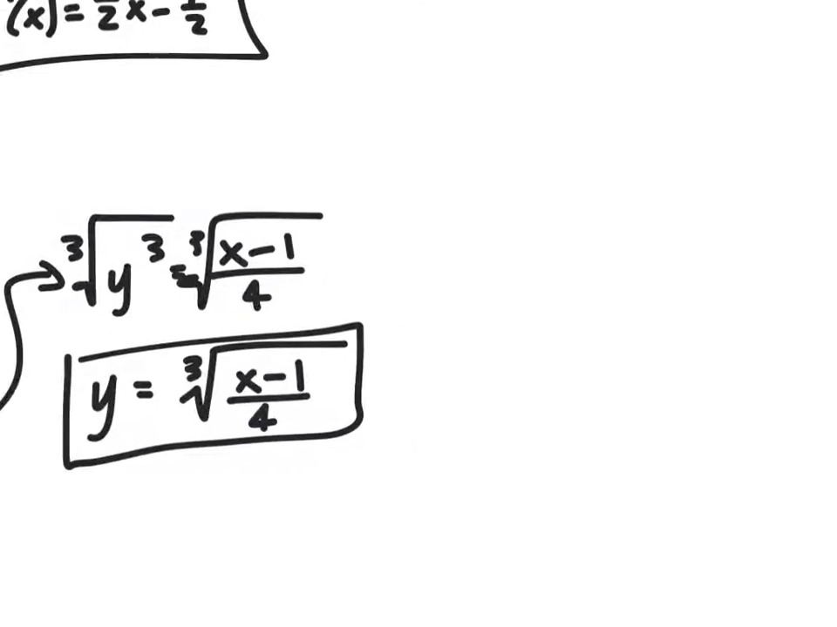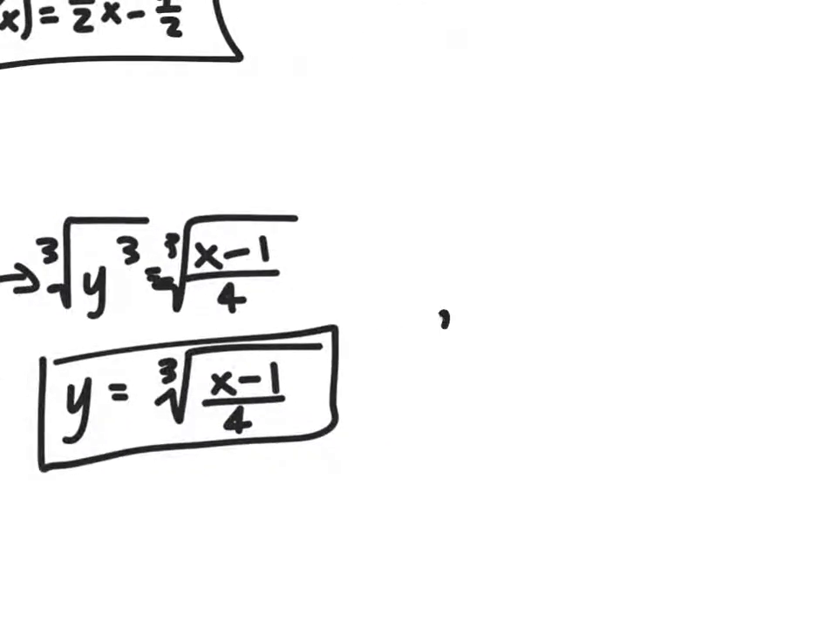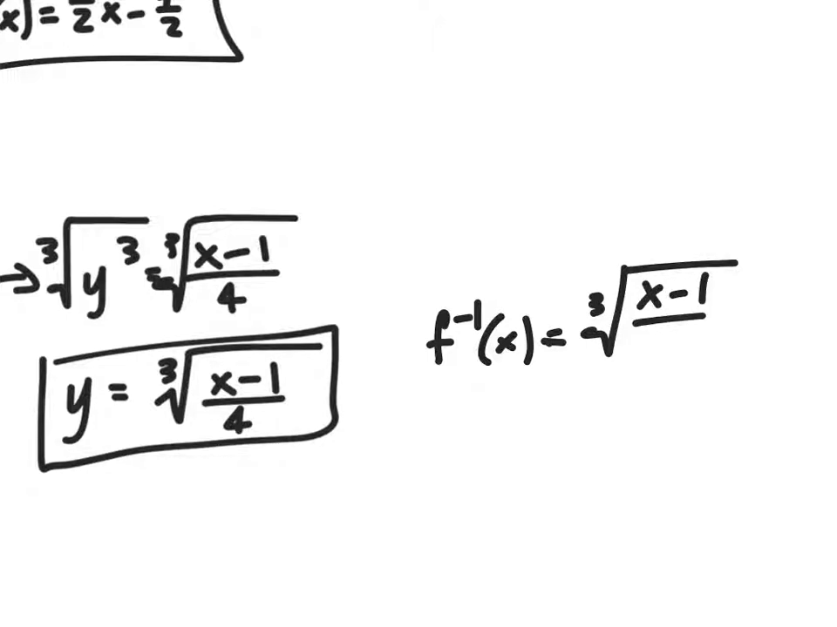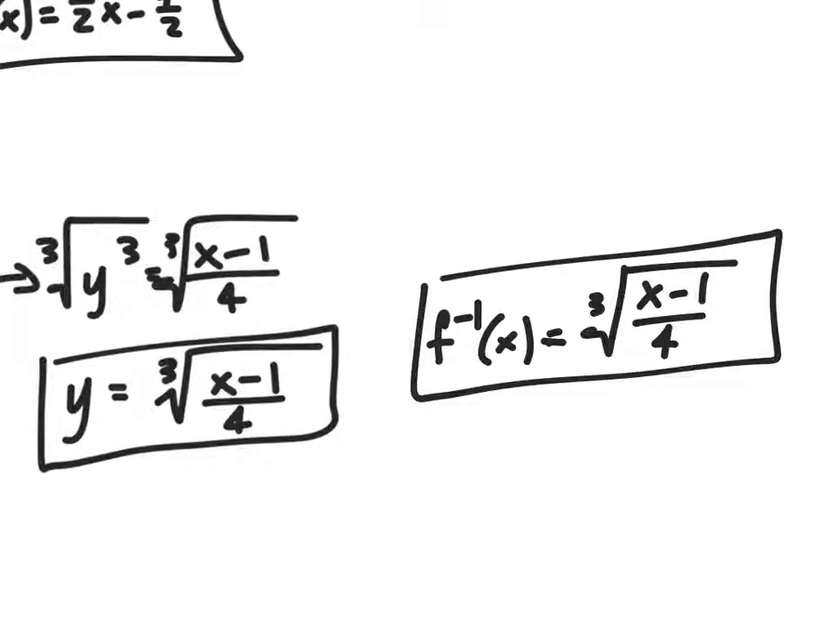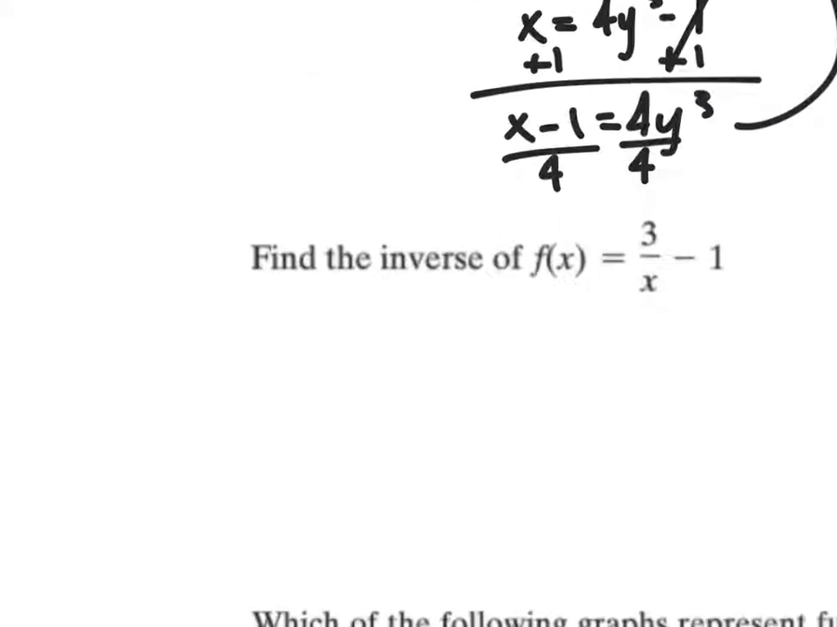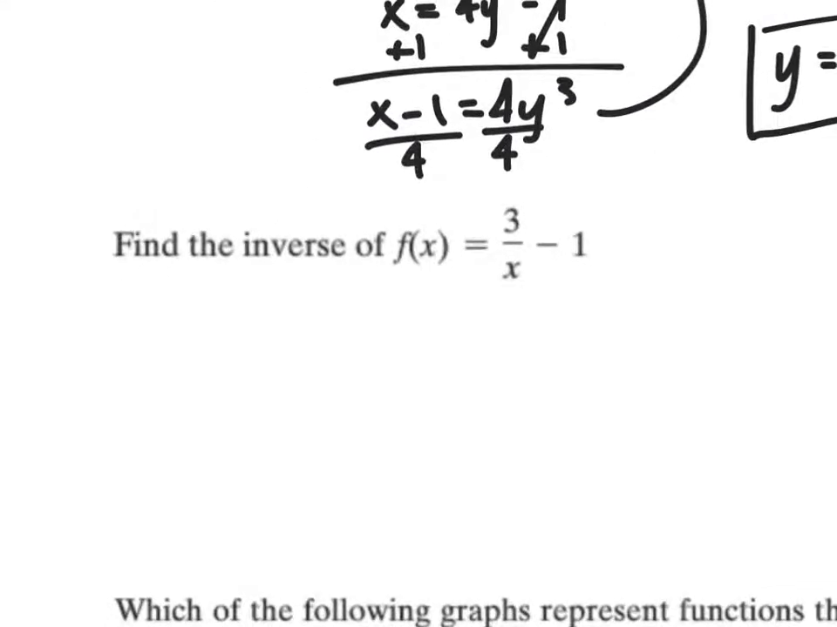Now, to write that in inverse notation, I would want to write that as f inverse of x is equal to the cube root of x minus 1 all over 4. Okay, and that's how I'd want to write that. Down here in this one, find the inverse of this function. So I'm going to replace this with y equals 3 over x minus 1. I'm going to switch x and y, so x is going to equal 3 over y minus 1.